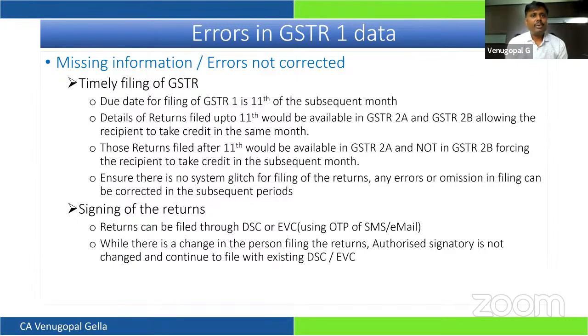So when people in the organization leave, there is also a tendency that this aspect is not attended to with the changing of the new authorized representative, and the returns continue to be filed under the digital signature of the old retired director or expired person. This is something which is happening. You need to correct it in a timely manner.